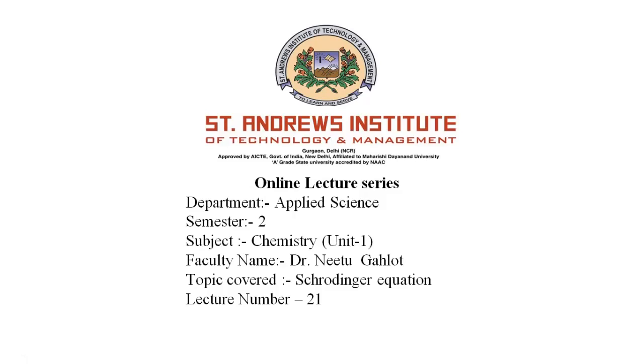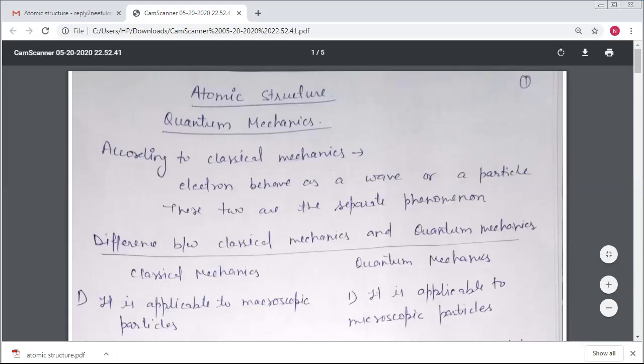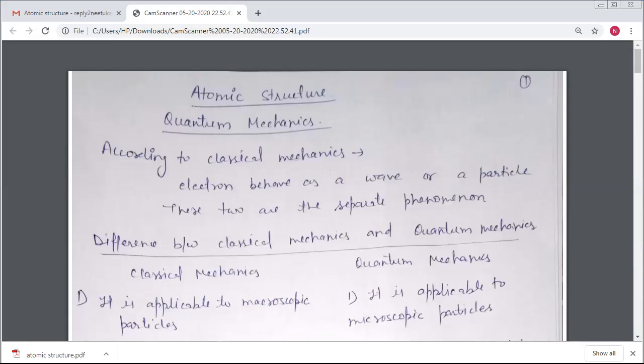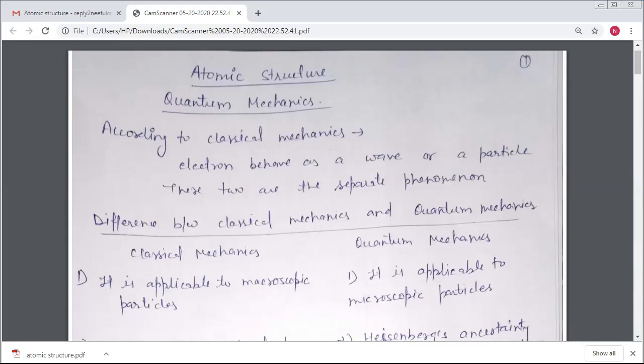And today I deliver my 21st lecture, and the topic of this lecture is the Schrodinger wave equation, and that is a part of the atomic structure. So now we are going to start today's lecture, that is the atomic structure, and the main topic is the Schrodinger equation. And here one important point: the derivation of the Schrodinger equation is excluded in our syllabus.